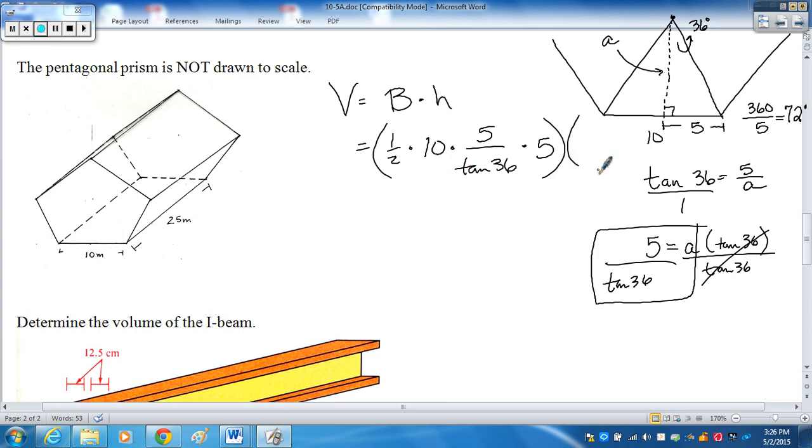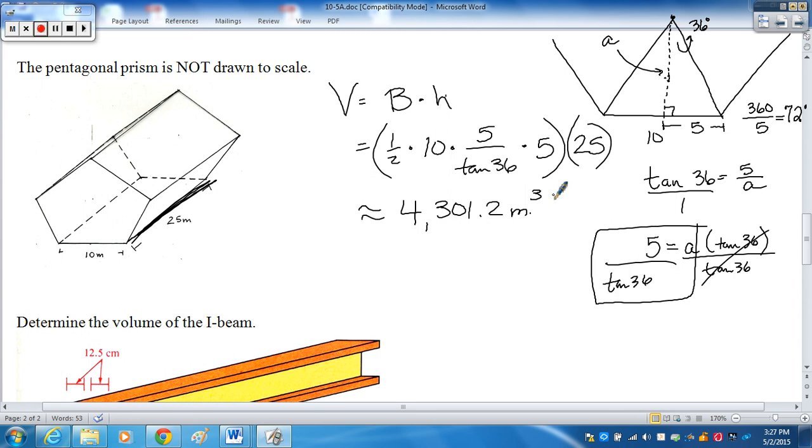And then from there, multiply it by the height of the prism, not the height of the triangle, okay? We want the height of the prism. The height of the prism connects the two bases, so this pentagon to this pentagon, which ends up being this length right here, which is 25 meters. Okay? Now, if we plug that in, we should get approximately, now this is rounded to the nearest tenth place, 4,301.2 meters cubed. They're cubic meters there. Okay? So that would be the volume of that pentagonal prism.